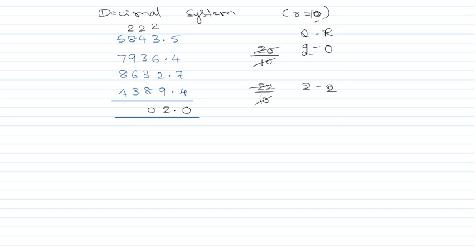So 8 plus 2 is 10, 10 plus 9 is 19, 19 plus 6 is 25, 25 plus 3 is 28. So 28 is greater than 10, divide by 10. 10 goes 2 times with a remainder of 8. So I'll get 8 here and the quotient will be 2 here.